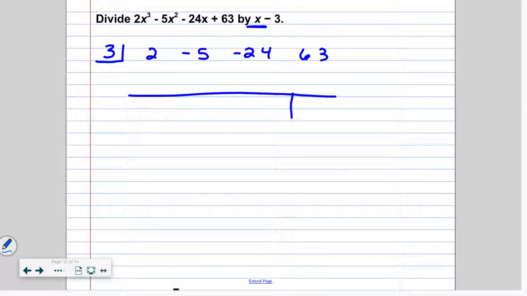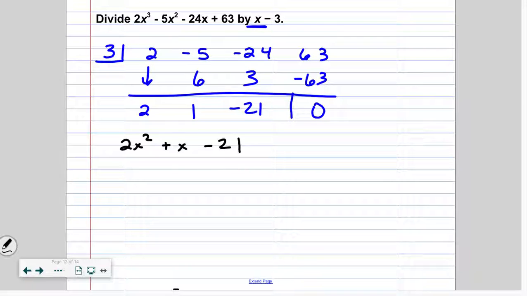Let's do this problem. If you want to pause, do it on your own, that's fine. Here we go. 2. 2 times 3 is 6. 1. 1 times 3 is 3. Negative 21. Negative 21 times 3 is negative 63. And we get 0? If we get 0, that means the remainder is 0. So our answer here would be 2x squared plus x minus 21.